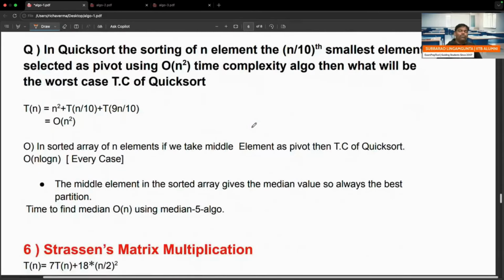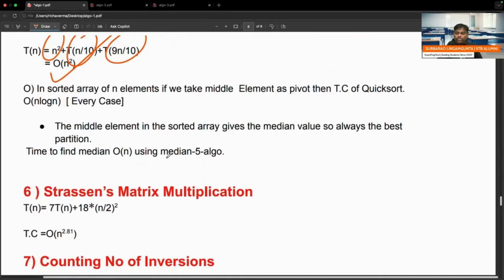Now let's go to another problem. Remember, n by 10th smallest element, same story. Using pivot selection with order of n square time complexity for n by 10th smallest element, left is n by 10, right is the remaining. So if you solve this one, you get n square.